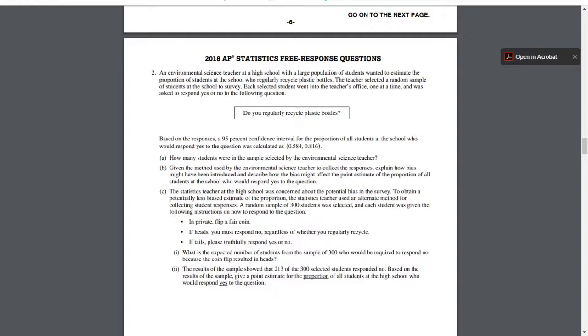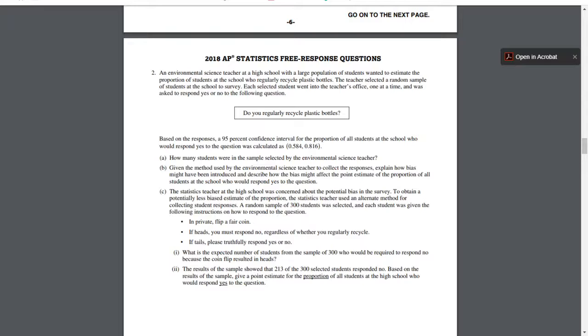Alright, so we got 2018 number 2. An environmental science teacher at a high school with a large population of students wanted to estimate the proportion of students at the school who regularly recycle plastic bottles. The teacher selected a random sample of students at the school to survey.